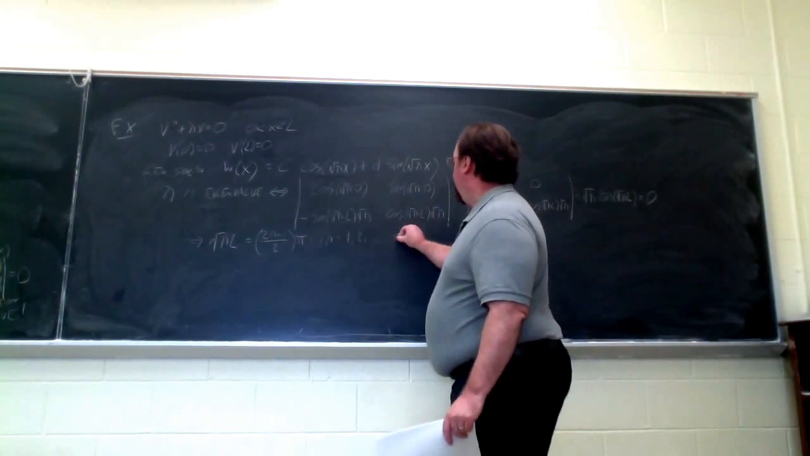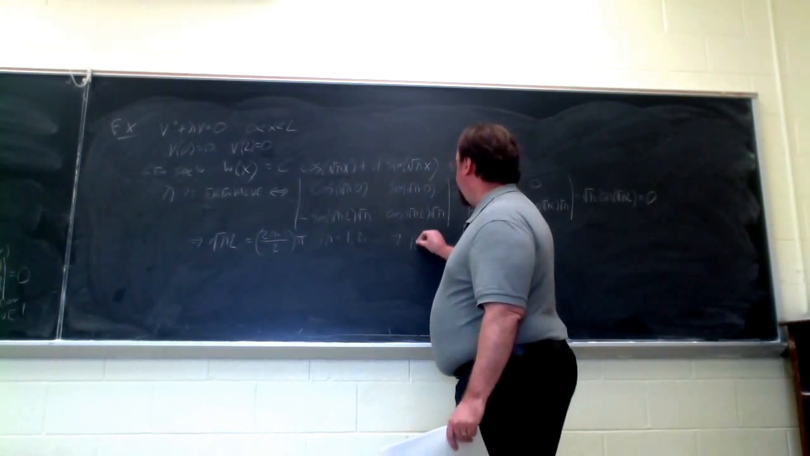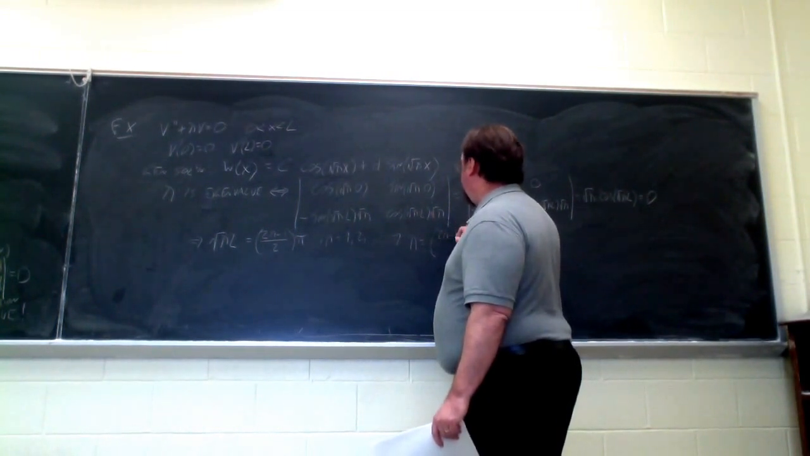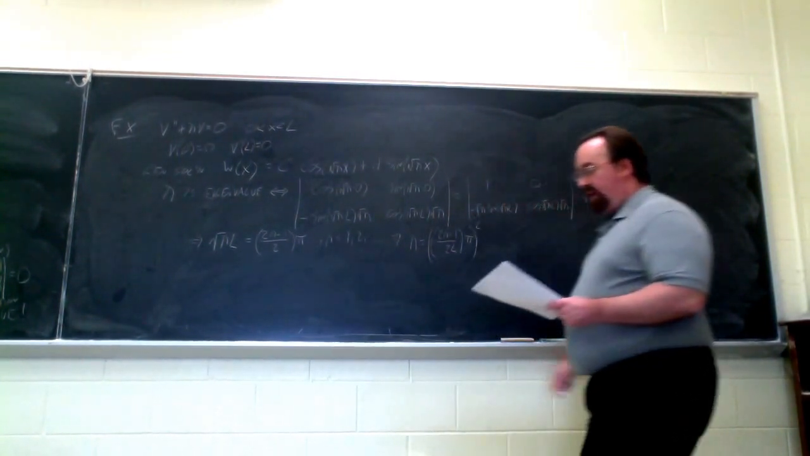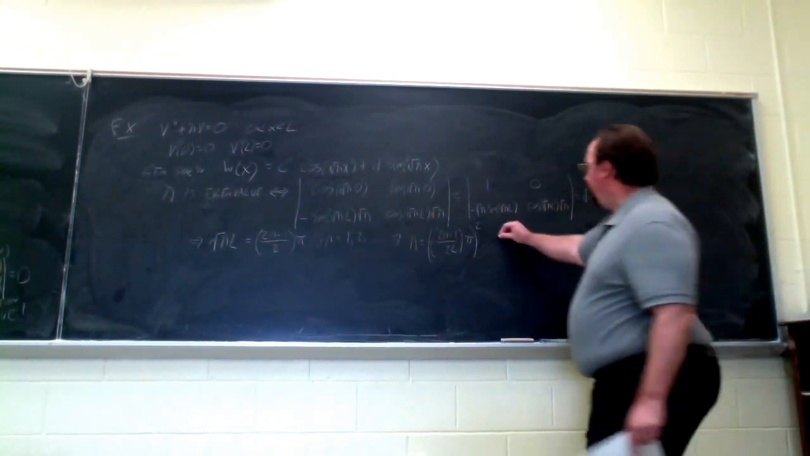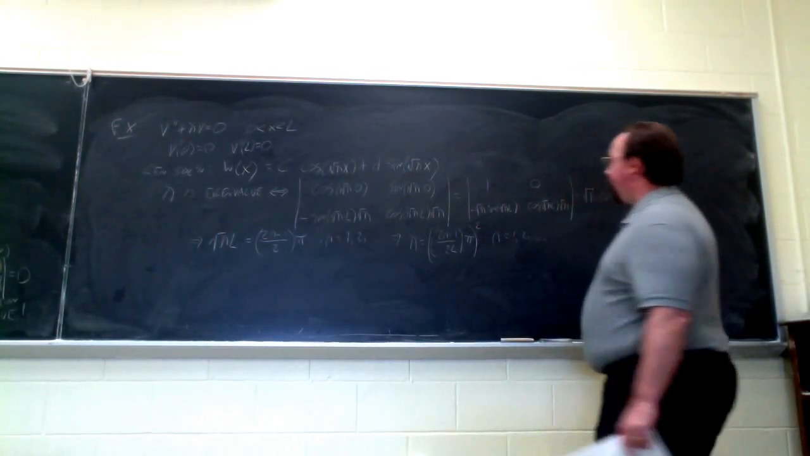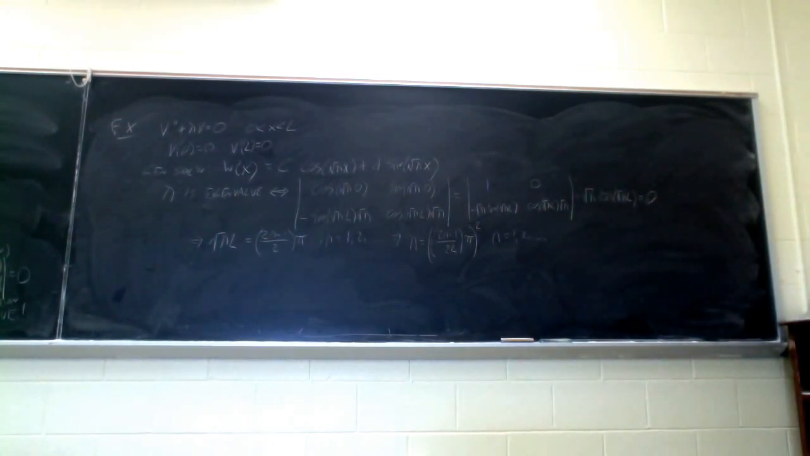So now we can say that the eigenvalues lambda are (2n minus 1) over 2L times pi, squared, for n starting from 1. And it's important to specify which values of n you're talking about, because otherwise you might get duplicate eigenvalues and duplicate eigenfunctions that are not linearly independent. Questions? All right.